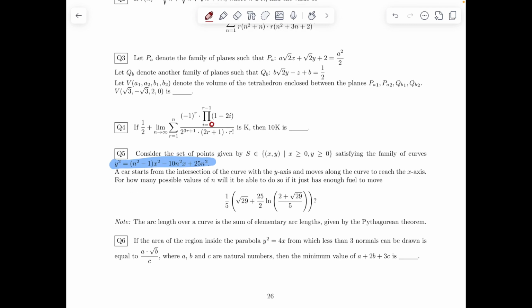The sixth question is very nice, from parabola. I guess the first part you must have done, as the necessary and sufficient conditions for a point to have three normals. We also call these co-normal points. The second part of the sixth question is to integrate and find the area, and the third part is to find the minimum value of a plus 2b plus 3c where a, b, c are natural numbers.